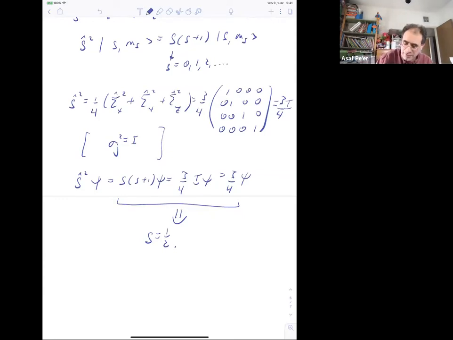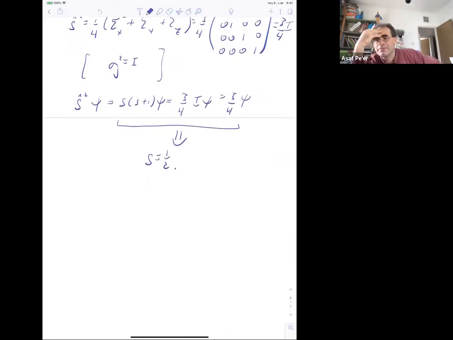So, guys, refresh your memory about angular momentum in quantum mechanics and how it's being quantized, because I have some feeling I don't like the quietness when I ask you questions.